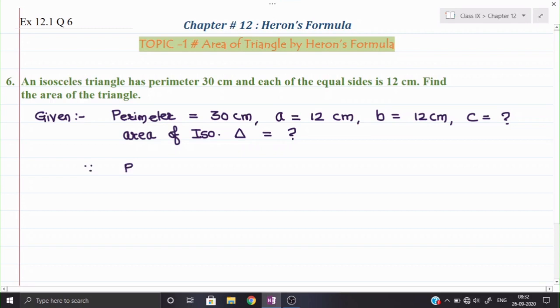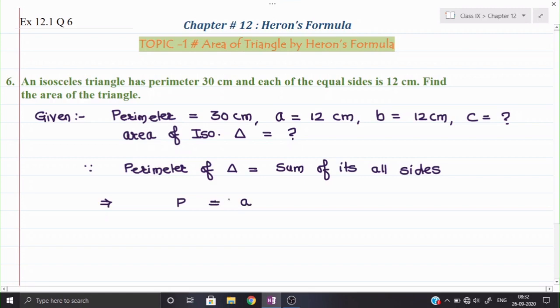One formula we know, that the perimeter of a triangle is always equal to the sum of all its sides. Okay, when you add all the sides of the triangle, it becomes the perimeter. Perimeter we denote by the symbol P, and the sum of all sides we can denote by the symbol A plus B plus C. Okay, now let us put in the values here.